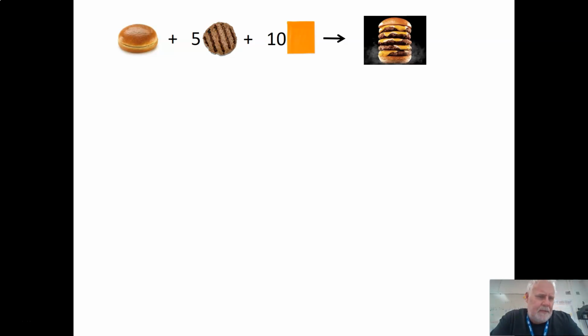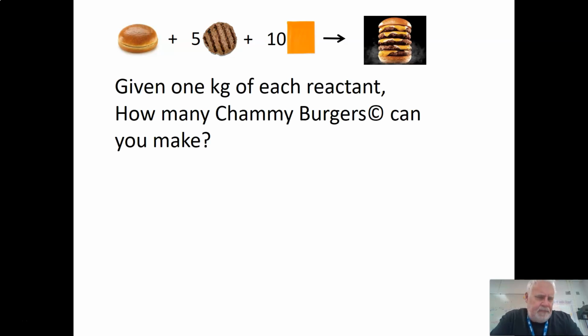So I'm going to show you how I make my famous hamburger. You just need one bun, 5 patties, 10 pieces of cheese, and you get this nice little penta burger. They're quite delicious. Nicknamed the Chammy Burger. So a lot of times the questions that are provided for us, say this was a chemical reaction. You have 3 reactants, one delicious product.